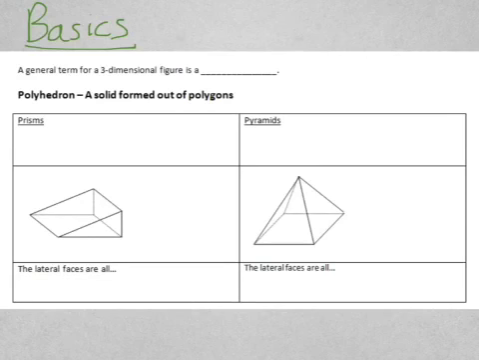Okay, so let's talk the basics. A general term for a three-dimensional figure is a solid. Now we mean it slightly differently than in physics where we're talking about solids, liquids, and gases, but we're just using it to talk about a three-dimensional figure. Now, among solids there are things called polyhedrons, which is a solid formed out of polygons. There are other types, but the two main types are prisms and pyramids. Or, in Spanish, prism would be prisma, and pyramid would be pirámide.